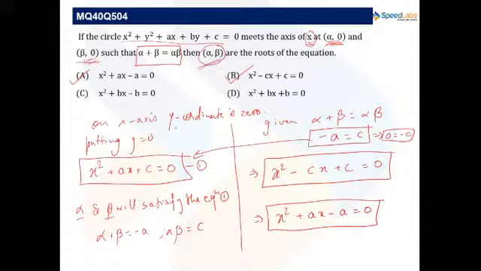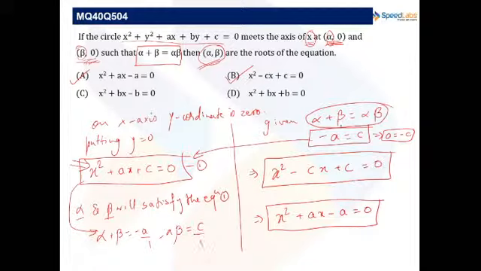First of all, we have put y coordinate 0, so we are getting this quadratic equation in x. It is also given that alpha and beta are the points which will satisfy this equation. So we can say alpha and beta are the roots of this quadratic equation x square plus ax plus c equals 0. We are also given one more condition, that is alpha plus beta equals alpha into beta. From this quadratic equation, we can find the value of alpha plus beta, it will be minus a, and we can find the value of alpha into beta, it will be c.